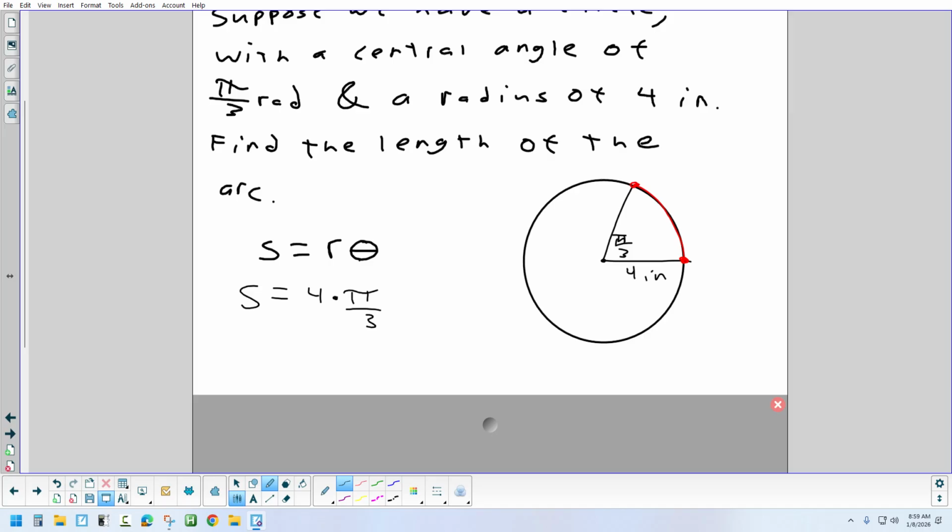Okay. 4 is not a fraction, but if you want to make it one, you could. What number could you put in the bottom? 1. And then you just multiply straight across. What do you get when you multiply those two together? 4 pi over 3.